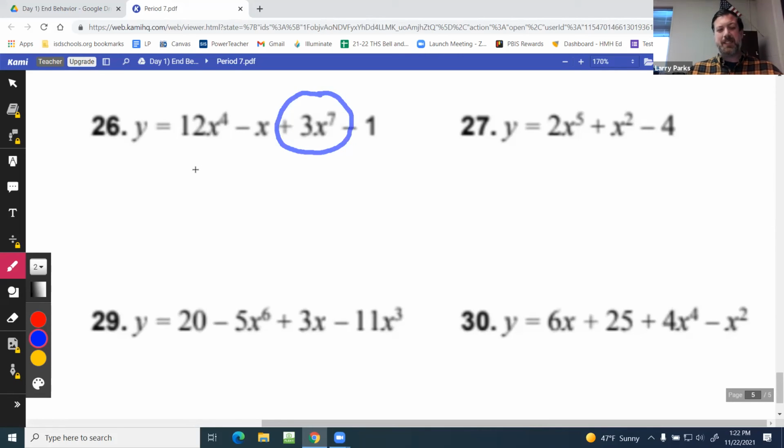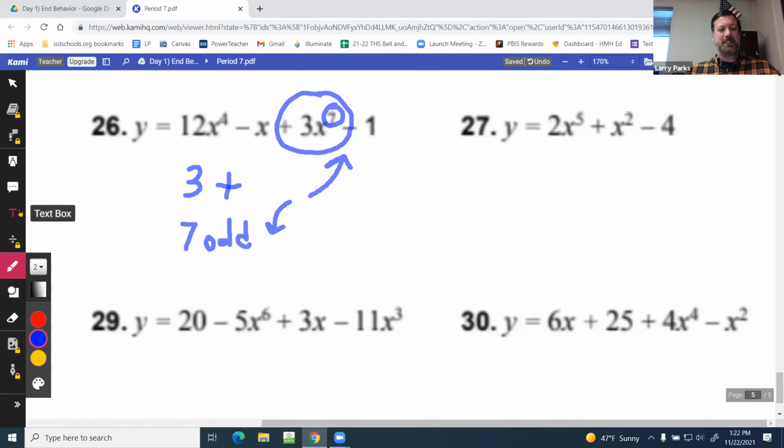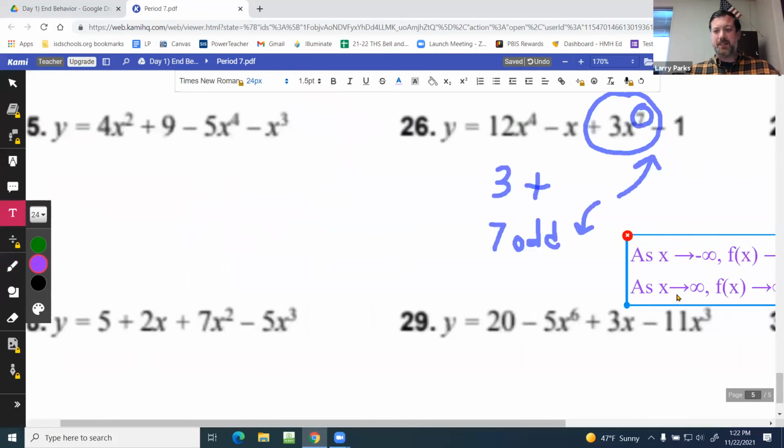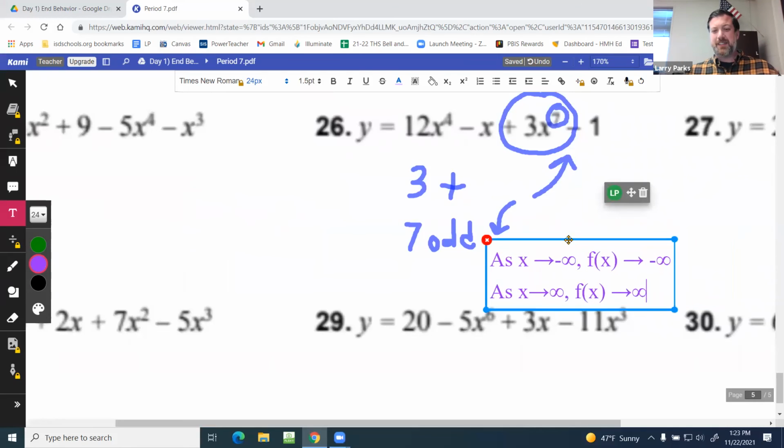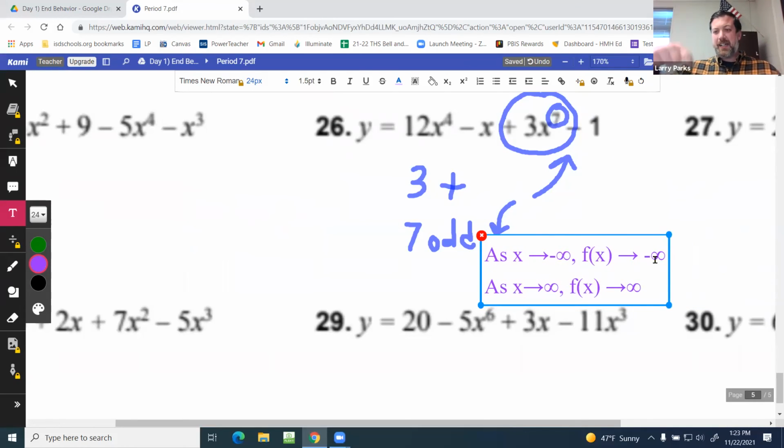So I would look at this term. Okay, and because the 3 is positive, that means it goes up on the right. And then because the 7 is odd, if it went up on the right, it's going to go down on the left. And so the way I would write that, I think I still have that in my text box, as x goes to the left, it goes down. And as x goes to the right, it goes up. So this one, actually, I didn't have to change anything.